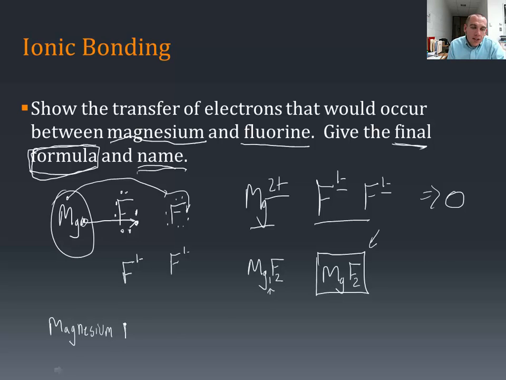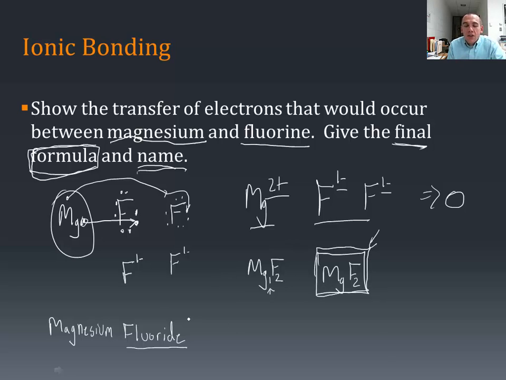The only thing that changes is you change the ending of fluorine, I-N-E, to fluoride, I-D-E. So you change the anion's ending to ide, and that lets us know we have magnesium fluoride. That's the compound that has the formula MgF2.